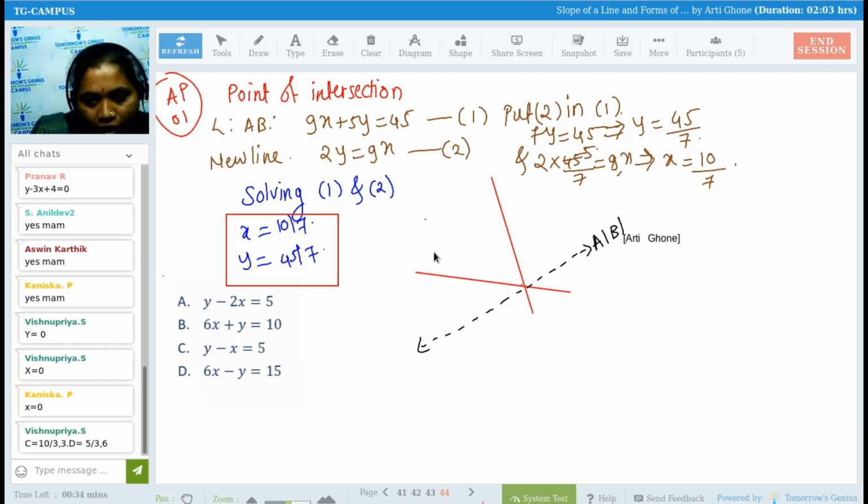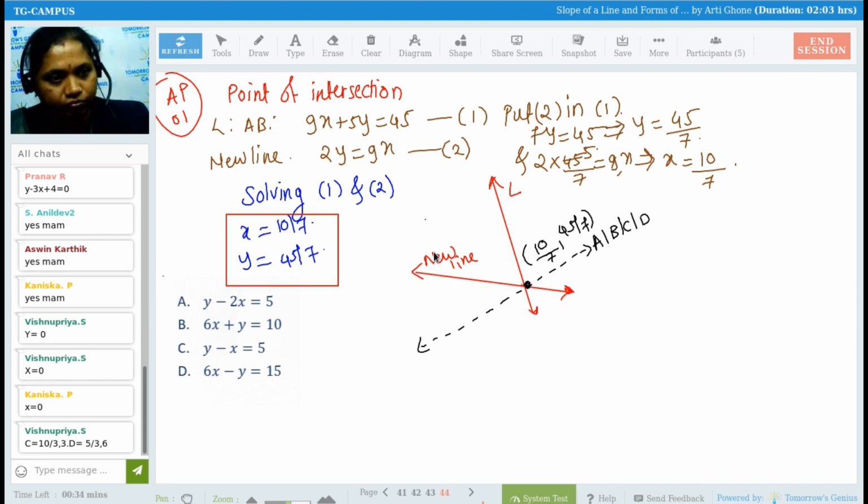You have to check A, B, C, D. Which option is satisfying? And this point we got as 10 by 7 and 45 by 7. Clear? This is my equation of L. This is my equation of the new line. Check it and tell me the answer.